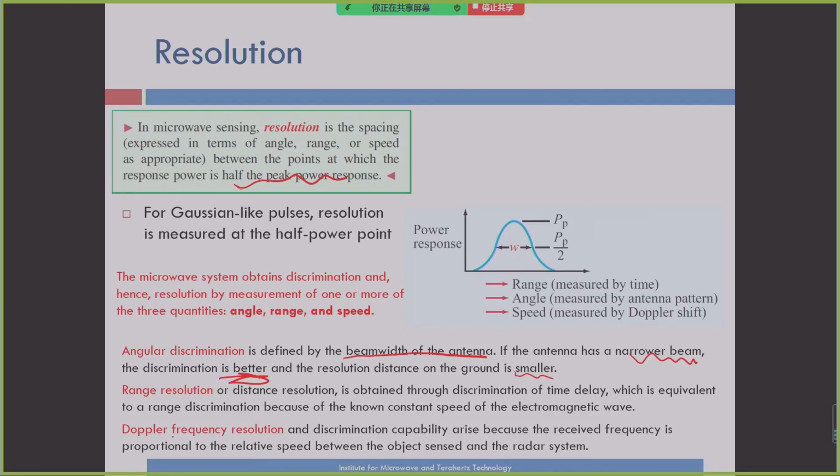The range resolution, or distance resolution, is obtained through discrimination of the time delay. It is required for range discrimination because of the constant speed of the electromagnetic waves. Only this is constant. Sometimes the propagation speed of the electromagnetic waves varies between the different refractive indices of the mediums. That means the range resolution would be degraded, alright? And the third one is Doppler frequency resolution. Discrimination capability arises because the received frequency is proportional to the relative speed between the object and the radar system.